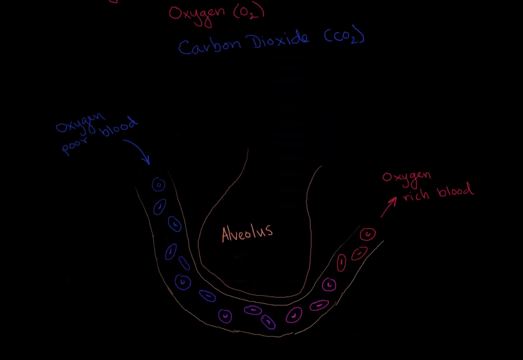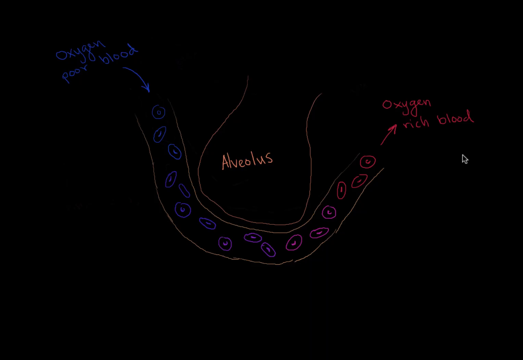So here is an alveolus. So it's a single alveoli. It's one of many alveoli in the lungs. And surrounding the alveoli, or this alveolus, is a small blood vessel, very small blood vessel. And coming from the left here is oxygen poor blood. So this is returning from your body. So again, it's got high levels of carbon dioxide.